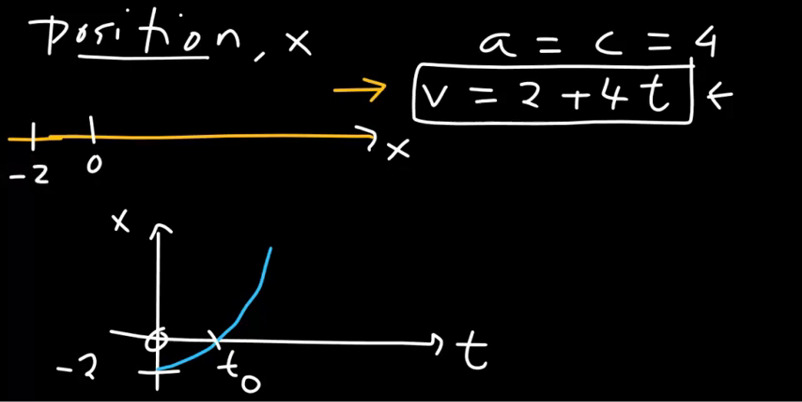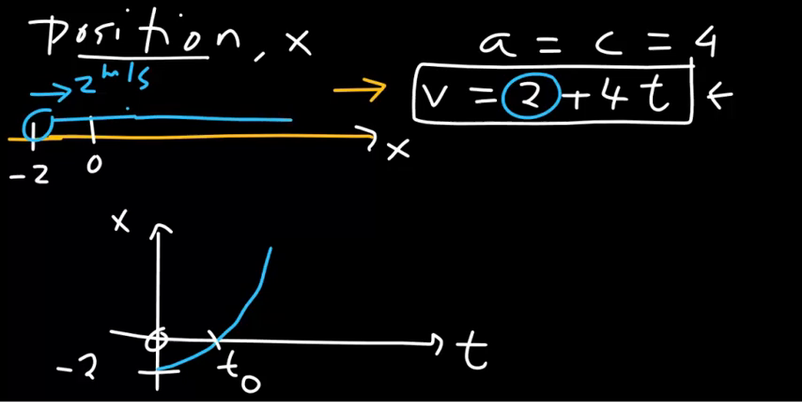At x equals minus 2, the motion starts like that. The speed at that time is 2 meters per second. So that is what we call the initial speed. And at t equals t0, the object passes through the origin and then keeps moving to the right. Such an equation can be written in the following form.